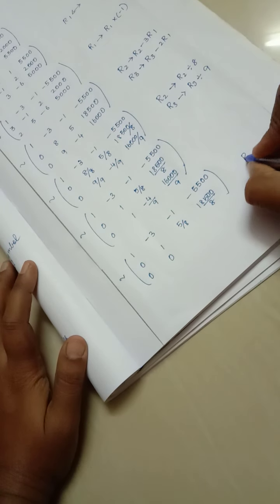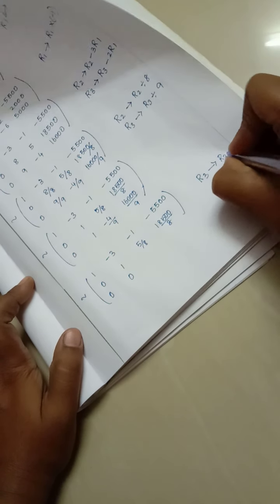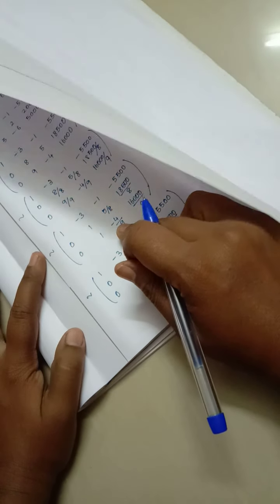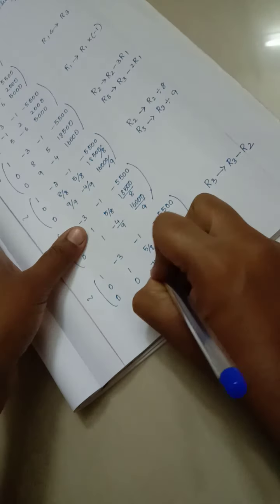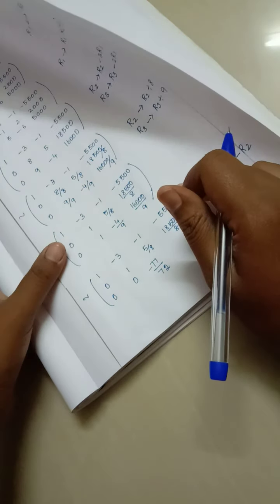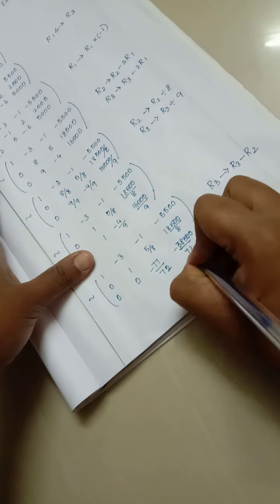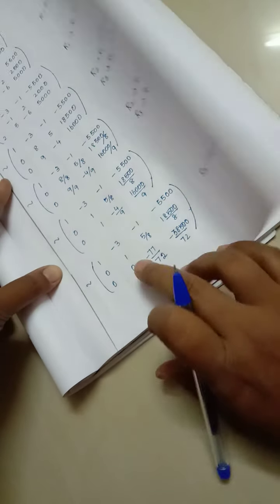So what is the condition? R3 implies R3 minus R2. So 0, 0. What is the answer here? We will be getting minus 4 by 9, then minus 5 by 8. So what is the answer you will be getting here? Minus 77 by 72. Okay, you have to take the LCM and simplify it. Next, what is the answer you will be getting? Minus 38,500 divided by 72. Okay, so up to this we have the echelon form.